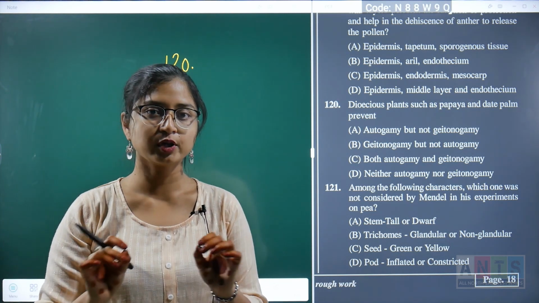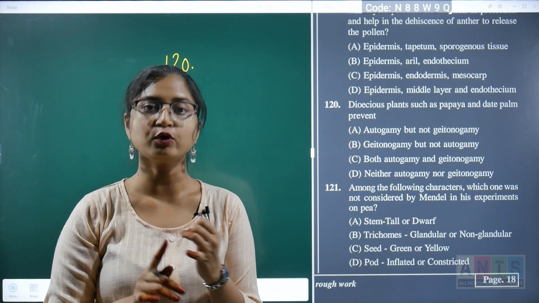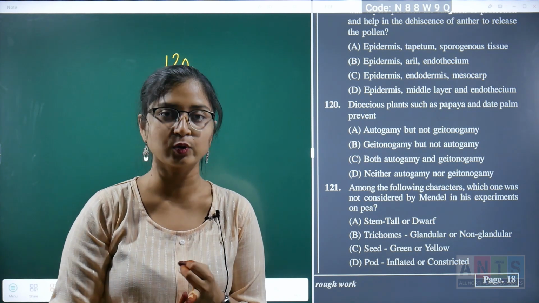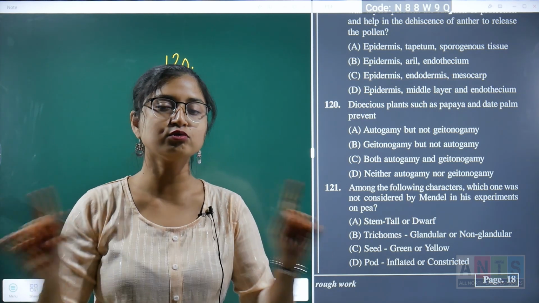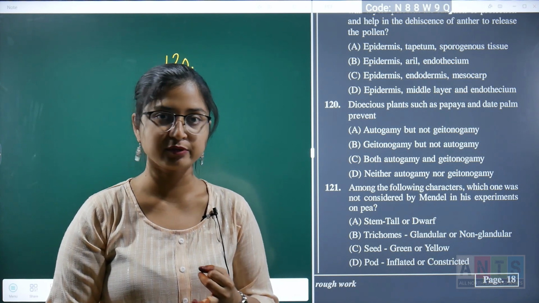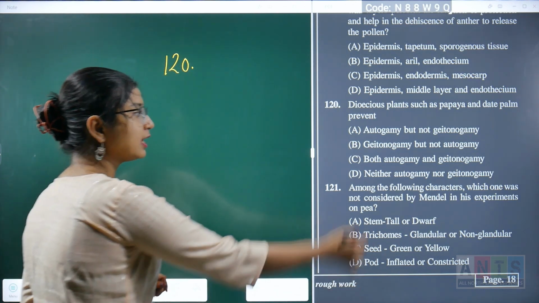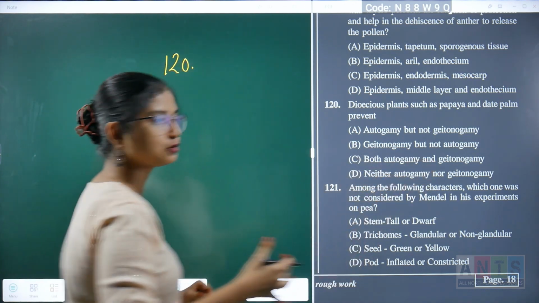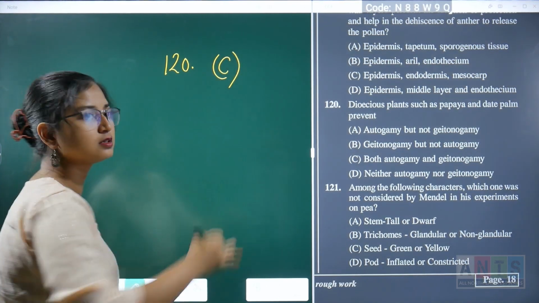अगर दोनों ही reproductive structures same plant body में हो रहे, then we have options of autogamy and geitonogamy occurring. But if the reproductive structures are present on two separate plant bodies, both autogamy and geitonogamy can be prevented. So in both papaya and date palm, it is observed that both autogamy and geitonogamy are prevented. Question 120, the correct option is C.